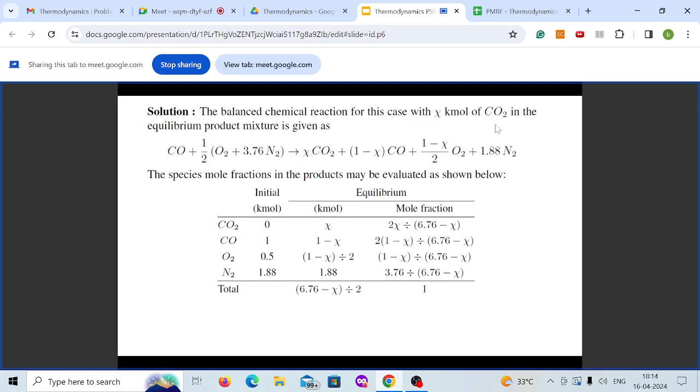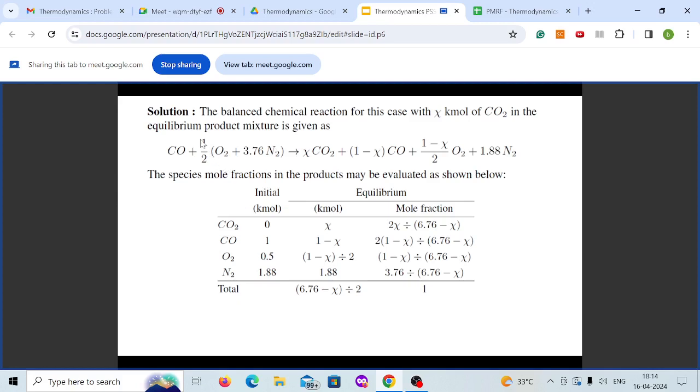This reaction gives you, assuming that at equilibrium you have x kilomoles of carbon dioxide, x CO2. Again, if you do a carbon balance, you will get 1 minus x CO plus (1 minus x)/2 O2. This is similar to the expression we got in the previous problem. Nitrogen will have the same amount, so 1.88 N2. So now we know how many moles of each species are present.